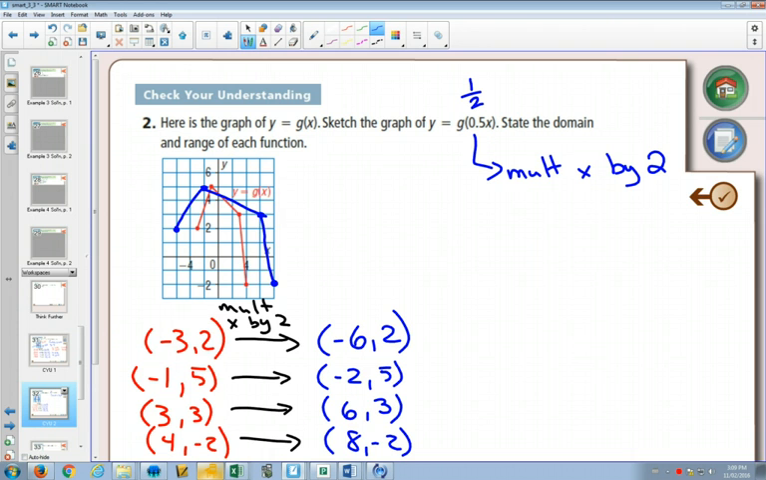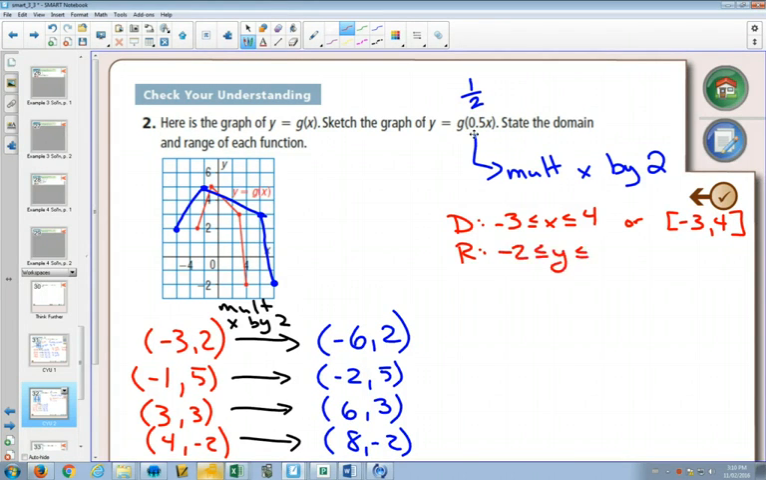Domain and range for each. The domain for the red one and the range for the red one. Well, domain, the smallest x value was negative 3. And our largest x value is 4. Or in interval notation, square brackets, because those values are included. And the smallest y value was negative 2. And our largest y value was 5.